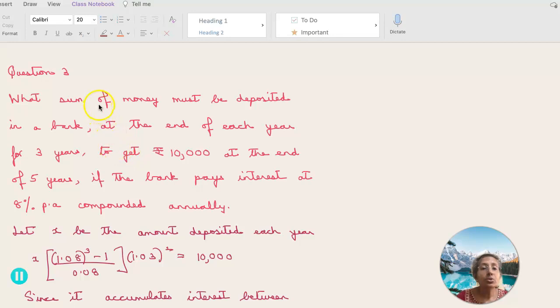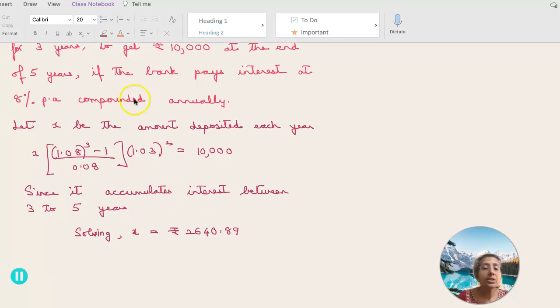Now what you need to note is the money is deposited for 3 years, but you're getting the amount at the end of 5 years, so you have to multiply this by 1.08 squared, that is the interest for 2 years, and that is given to be 10,000. So again, simplifying and solving, you get x is rupees 2,640.89.